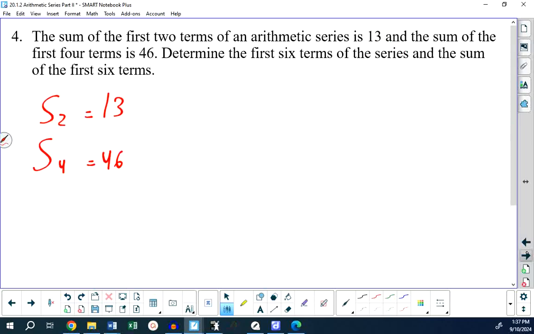What is S2? Okay, S2 is T1 plus T2. Right? Correct? But T2 is T1 plus a common difference.